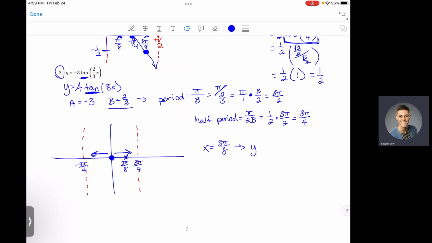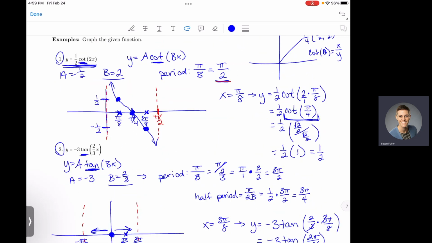So that's the value that I'm going to plug into our function. If x is 3 pi over 8, I have to figure out what y is. So y is going to be negative 3 times the tangent of 2/3 times x, which here is 3 pi over 8. Our 3's are going to cancel here. This is going to be negative 3 times the tangent of 2 pi over 8, which simplifies into pi over 4. So negative 3 times the tangent of pi over 4.